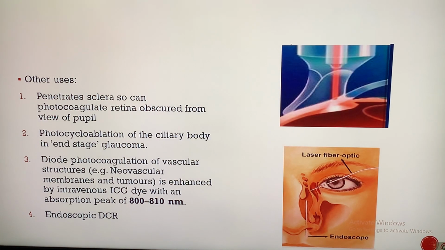Other uses of diode laser are it can penetrate the sclera. So if the pupil is undilated or small, it can photocoagulate the retina even then. It is also used for photocycloablation of the ciliary body in end-stage glaucoma and photocoagulation of vascular structures in neovascular membranes and tumors and endoscopic dacryocystorhinostomy, which is shown over here.